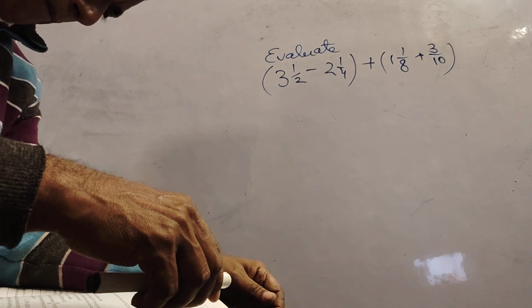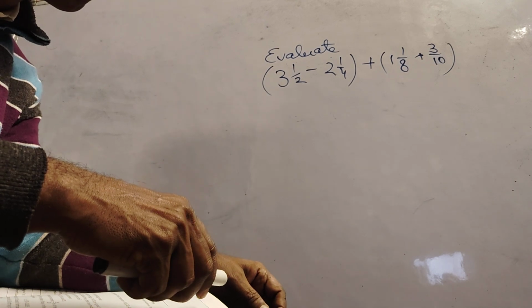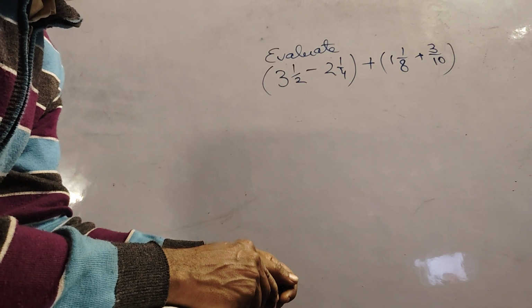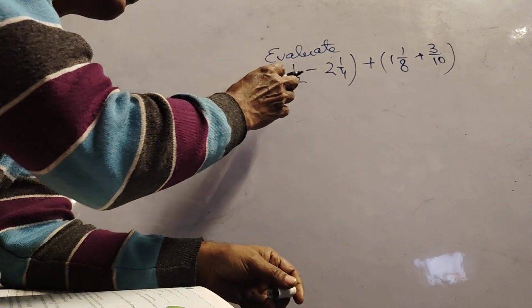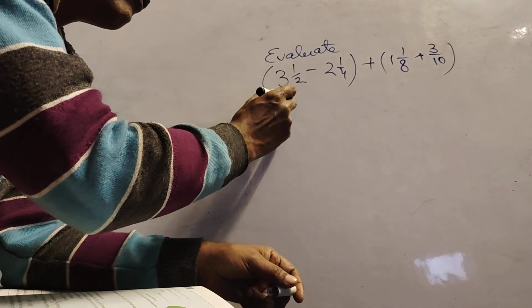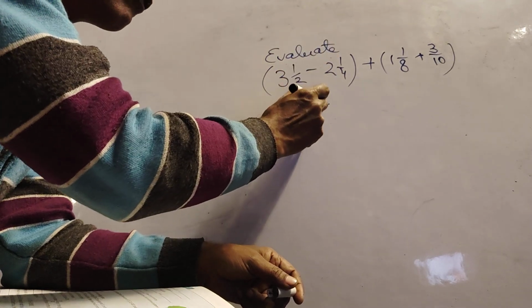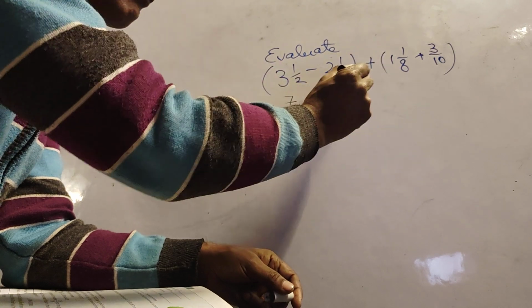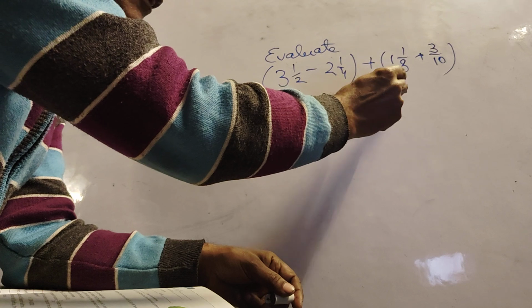Okay. This is basically the distributive method. First we convert into improper. So here we convert into improper. It becomes 2 3 is 6 plus 1, 7 over 2. It becomes 2 4 is 8 plus 1, 9 over 4. Then here we convert 8 1 is 8 plus 1, 9 over 8. Then 3 over 10.